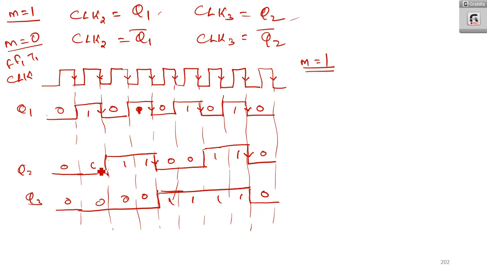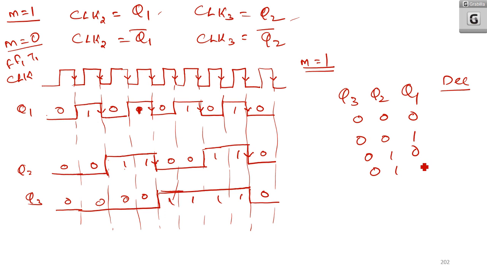Now let me check what is actually happening here. I am writing the outputs in the order Q3, Q2, Q1, and writing the decimal equivalents. Initially Q3, Q2, Q1 are all 0. In the next clock, you will get 0, 0, 1. Then 0, 1, 0. Then 0, 1, 1.